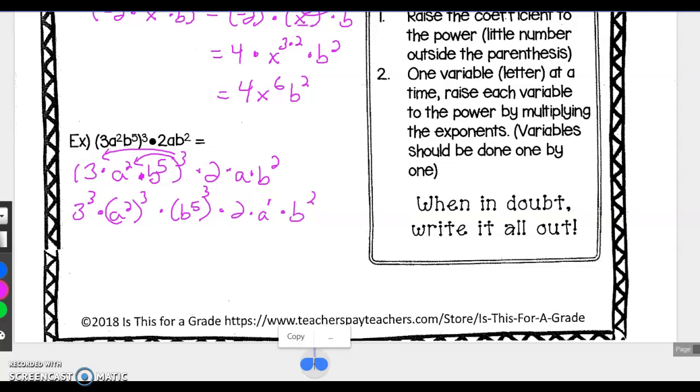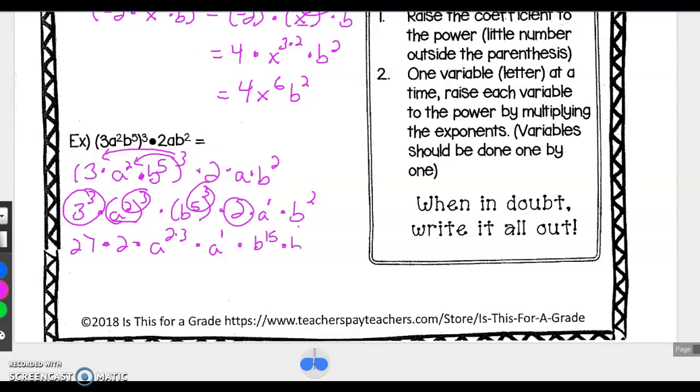Now whether you choose to move things all around together or not, I'm going to do that. 3 to the 3rd, 3 times 3 is 9, times 3 is 27, times 2, times my a terms here. This is 1 base, power to a power, we multiply the exponents, times just a to the 1st over here, times, oh, our b's here. This becomes b to the 5 times 3, which is b to the 15th, times b to the 2nd.